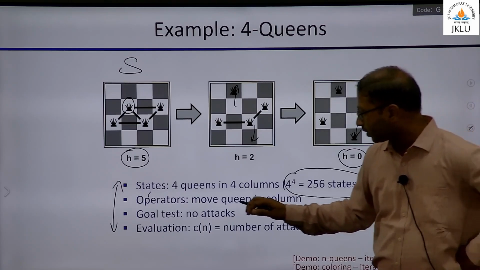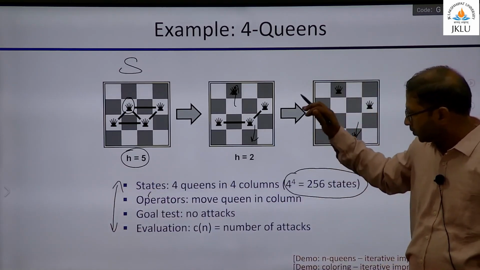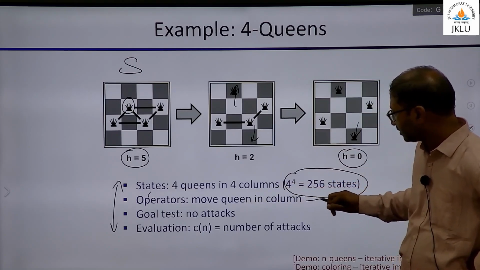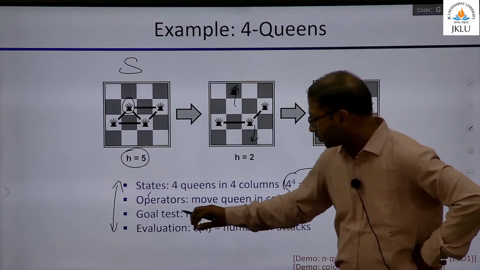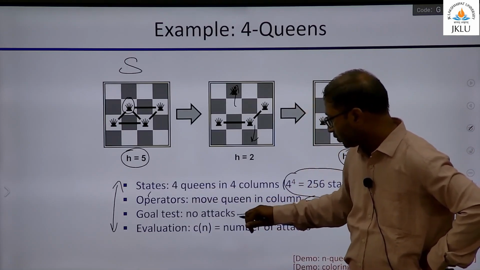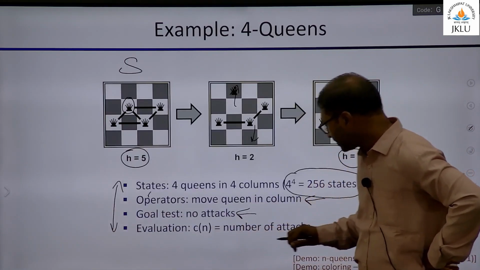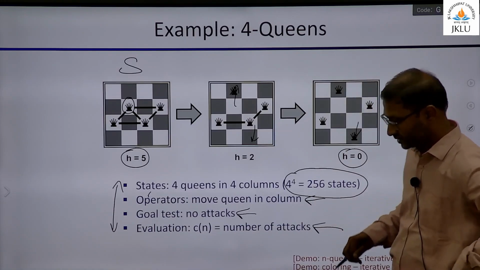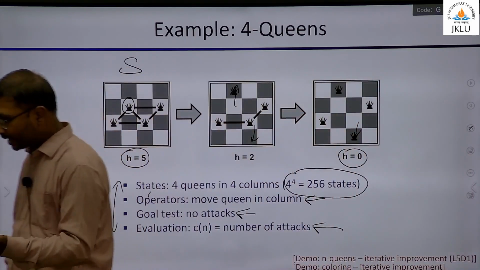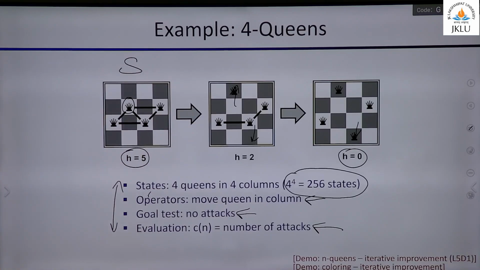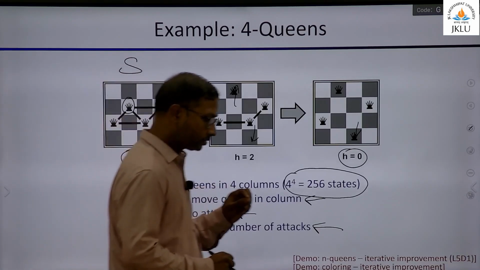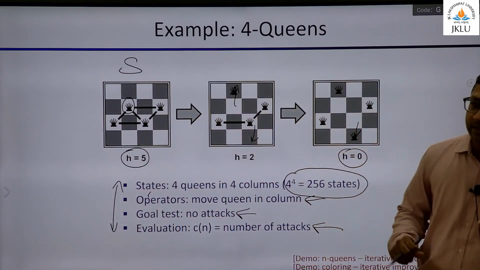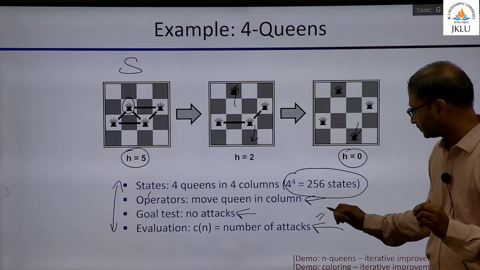Okay. What are operators? Move queens in a column. Goal test is no attacks. Evaluation is the number of attacks. So you start with a particular number of attacks and your goal is to keep on decreasing them until you reach 0.